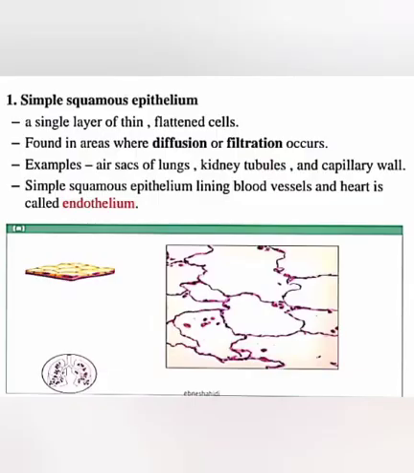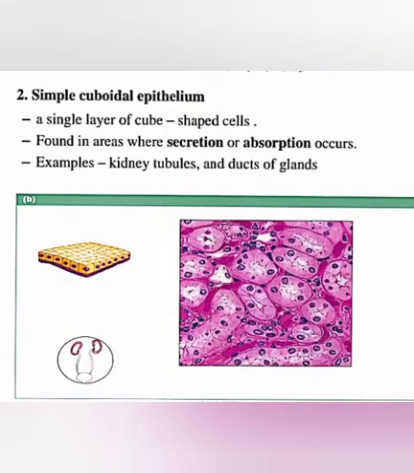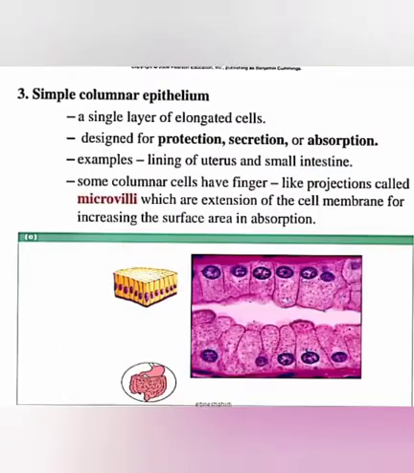Simple squamous epithelium is found in the alveoli of the lungs, and its structure is important for the exchange of gases between the blood and lungs. Simple cuboidal epithelia line the lumen of the collecting duct in the kidney and are present in the thyroid gland around the follicles that secrete thyroid hormones. Simple columnar epithelia are found in the female reproductive system and in the digestive tract.